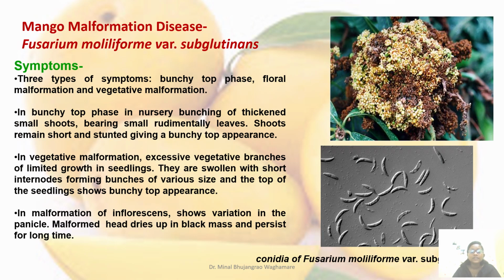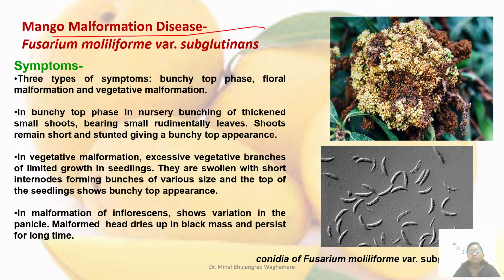Coming to the next disease, that is mango malformation disease. The causal organism is Fusarium moniliforme subglutinans. In this, symptoms appear in three phases, that is bunchy top phase, floral malformation phase, and vegetative malformation phase. In the bunchy top phase, what will happen?